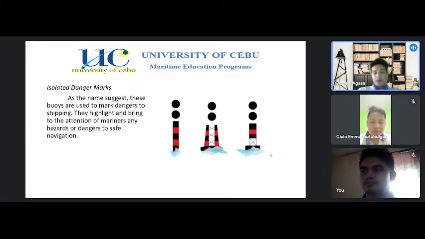Next is isolated danger marks. As the name suggests, these buoys are used to mark dangers to shipping. They highlight and bring to the attention of mariners any hazards or dangers to safe navigation. So this mark, just like its name, is an isolated danger. It highlights a danger zone or area so that mariners are able to have safe navigation in the waters.